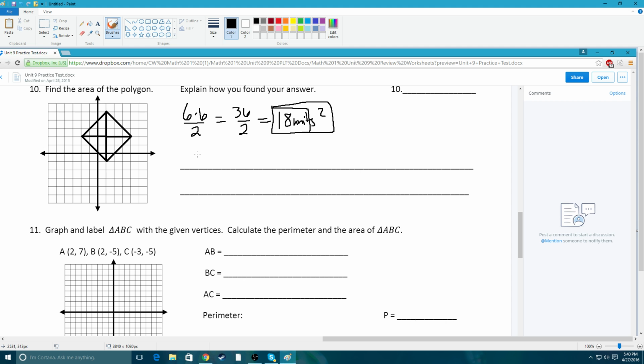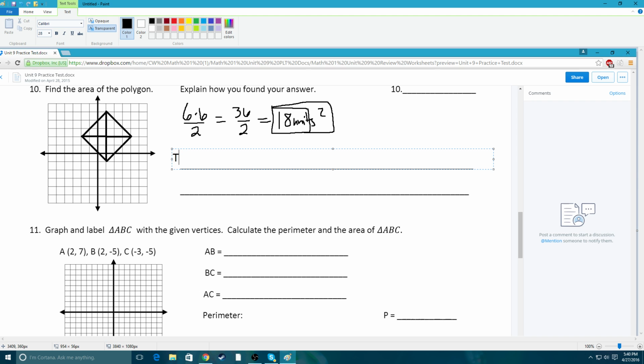So in order to explain how you got your answer, you can just say something along the lines of the shape is a rhombus. I use the rhombus formula and counted to get the diagonals.